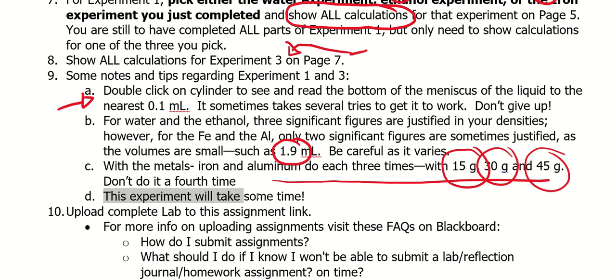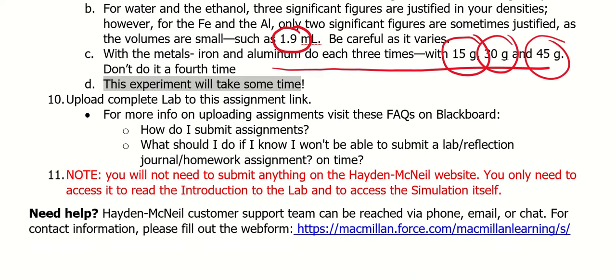This experiment may be a little bit time consuming. That's why we omit experiment 2 and 4. That would be way too much. So just experiments 1 and 3. And then from there, usual routine, you'll upload the lab.